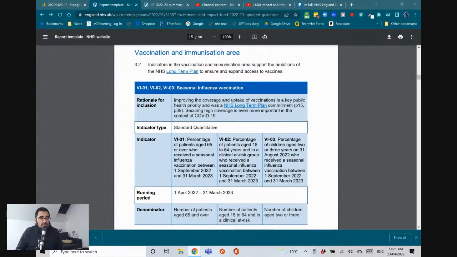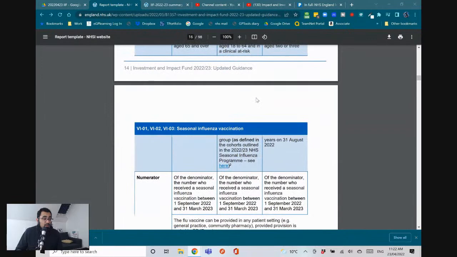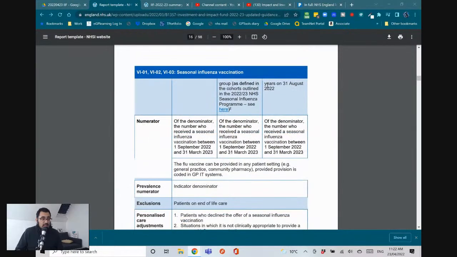For VI02, it's percentage of patients aged 18 to 64 in an at-risk group who have received a flu vaccination from 1st of September to 31st of March in this financial year. And then VI03 is percentage of children aged 2 or 3 on the 31st of August who have received a seasonal flu vaccination from 1st of September to 31st of March in this financial year. And that's a running period from this year in terms of the way it works. And then the denominators are basically what you would expect: the number of those who've received the vaccinations, extracted through your GPES system, if I remember rightly.